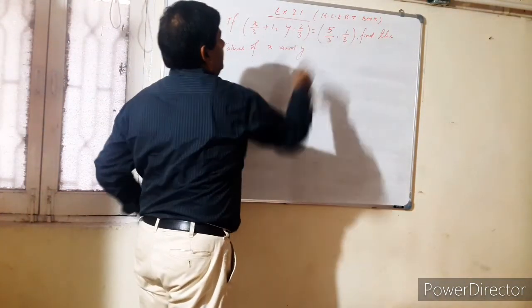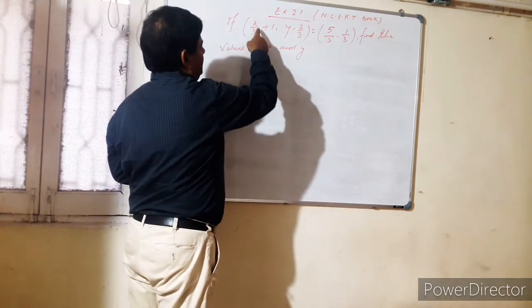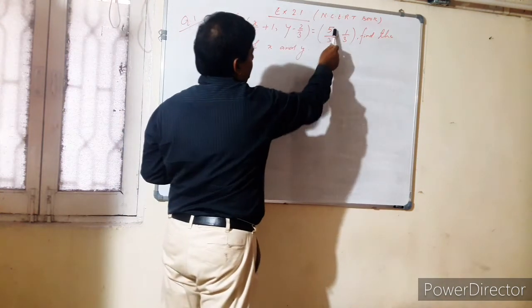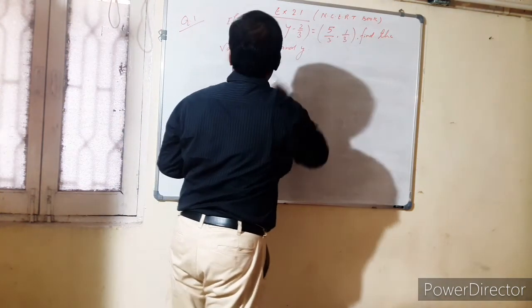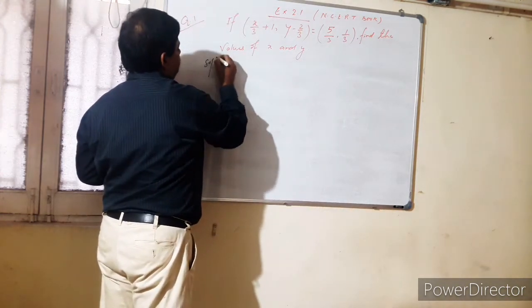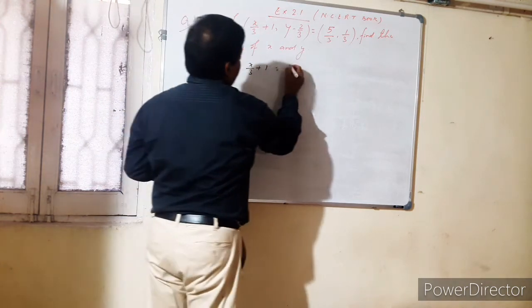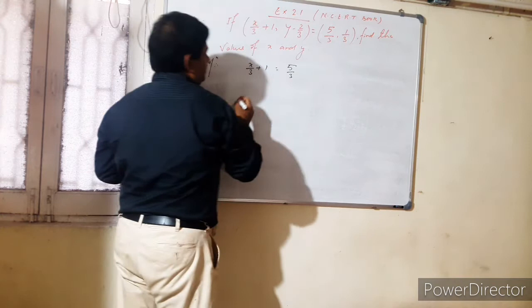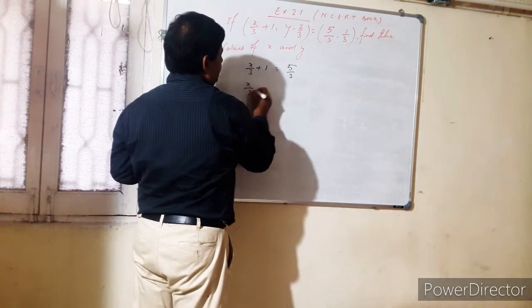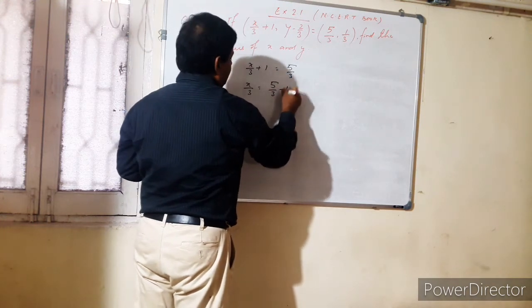Exercise 2.1 NCERT book, question number 1. If x by 3 plus 1, comma, y minus 2 by 3 equal to 5 by 3, comma, 1 by 3, find the value of x and y. So you can solve like this. x by 3 plus 1 is equal to 5 by 3. So here x by 3 is equal to 5 by 3 minus 1.